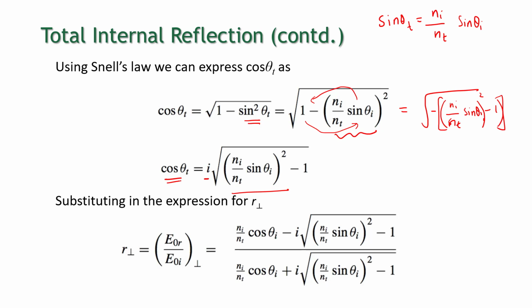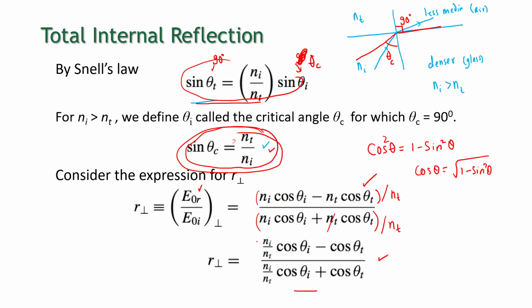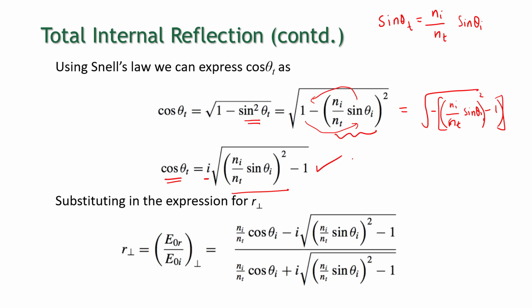Now with this cosine theta t, I can write this expression in complex form. So I have this cosine theta t here and cosine theta t here. So replace those cosine theta t's by this one. When I do that, we get this expression. This is as it is, the first term, and the second term is that. Now we have our r perpendicular in complex form. Now you will see why we are doing this, because it will make our job a lot easier when I use complex form.